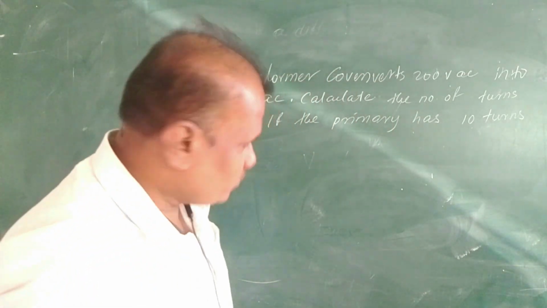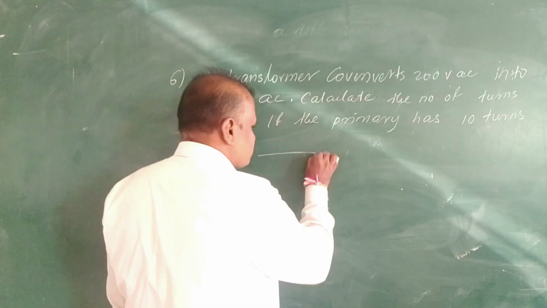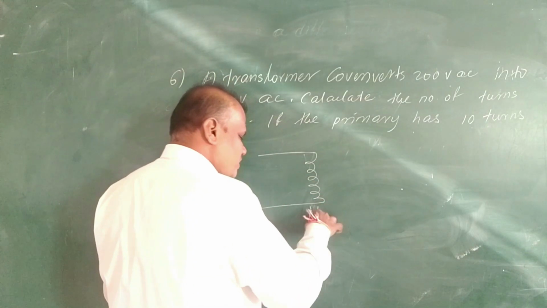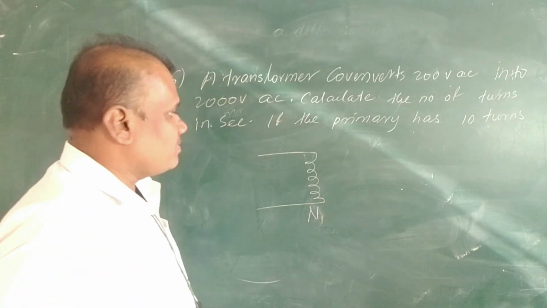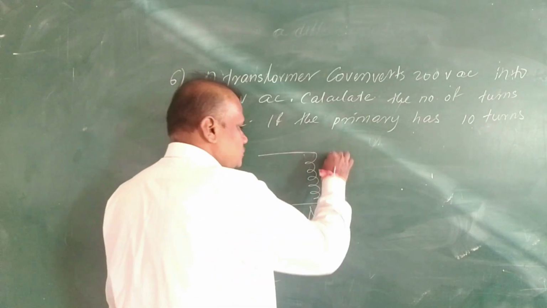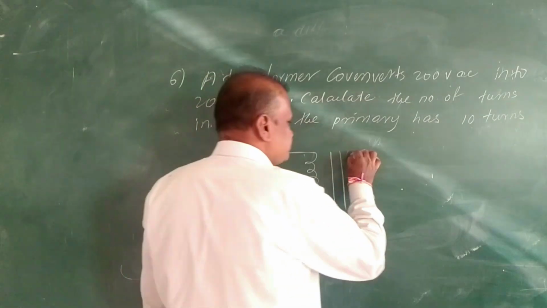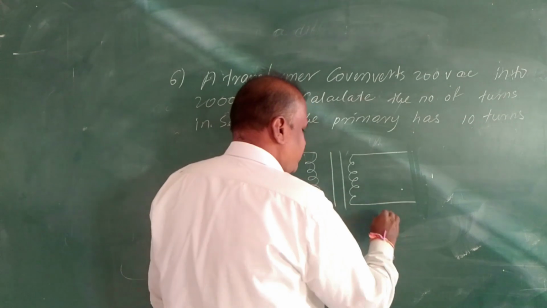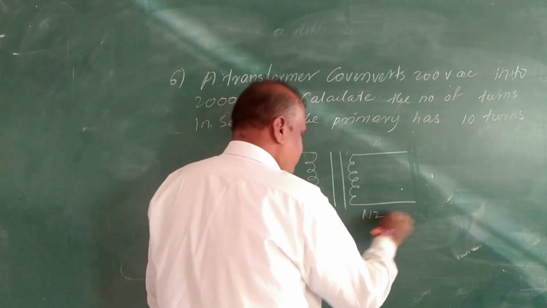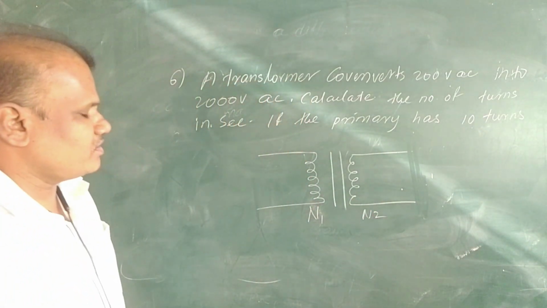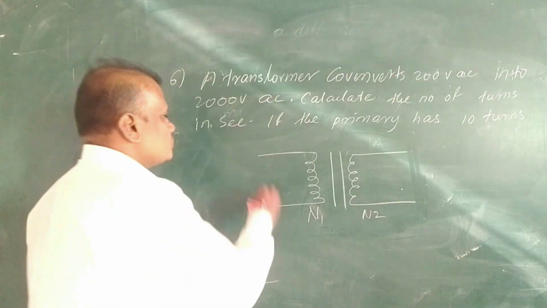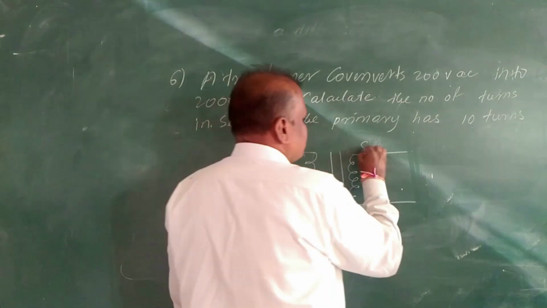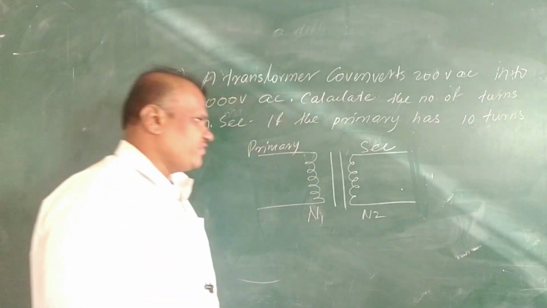Here I am going to draw the circuit symbol for the transformer. This is the primary winding, which is going to have N1 number of turns. This is the magnetic core. This is the secondary winding, which is going to have N2 number of turns in the secondary.